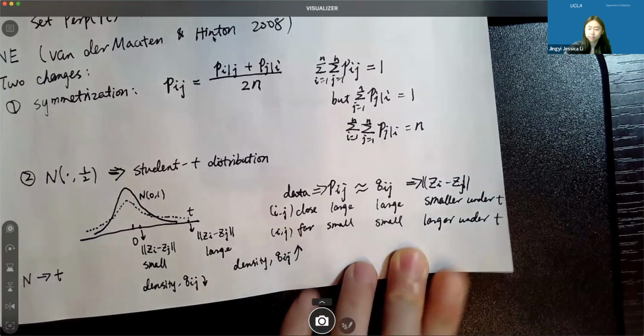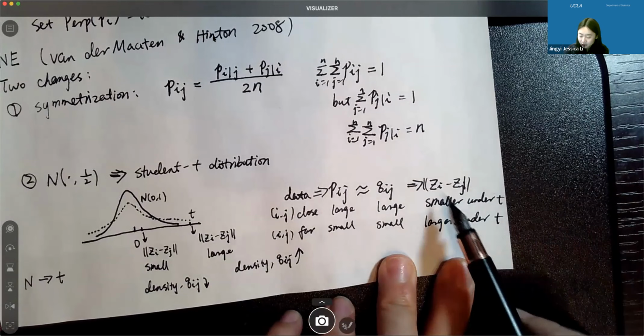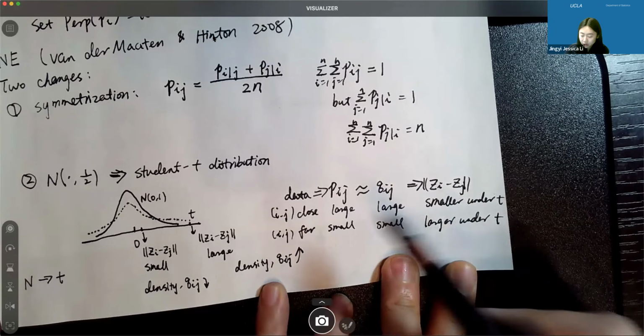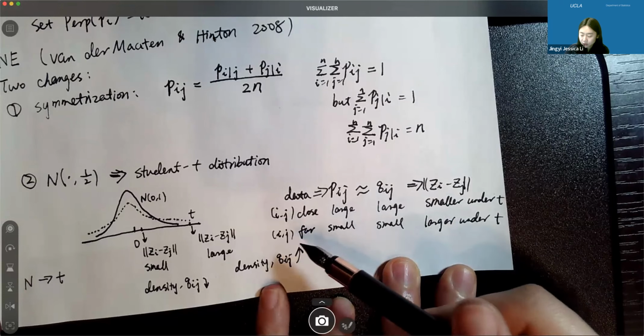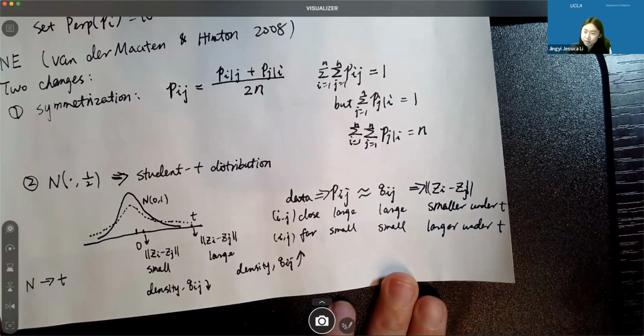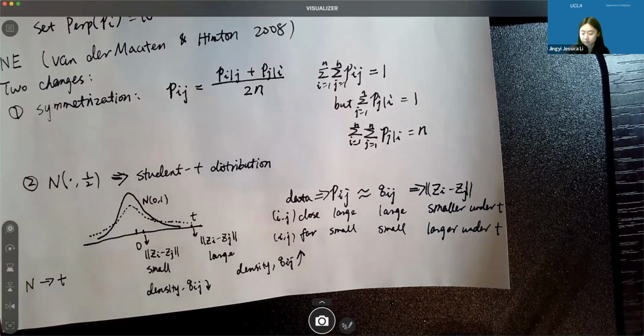So you see the effect. Going from normal to t, you are going to pull close points closer in the low dimensional space, and you're going to push far away points farther under t. That's why using t instead of normal will give you a more extreme presentation in the low dimensional space. That's the reason they change from normal to t, using the heavy tail property.